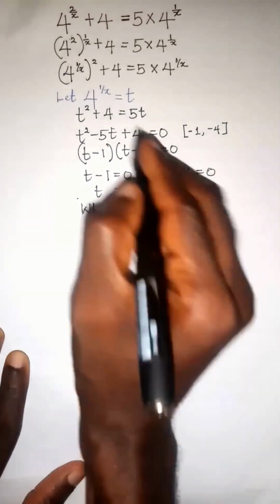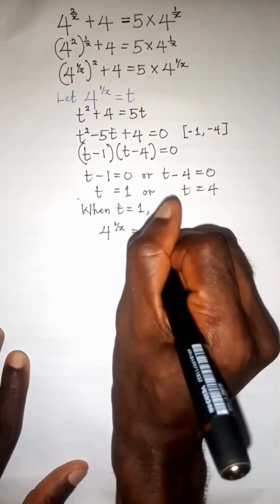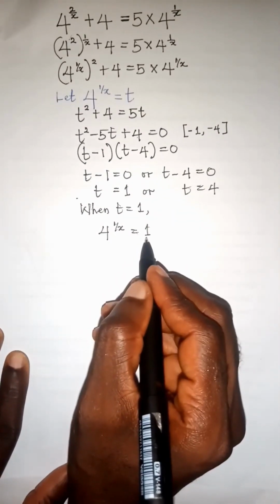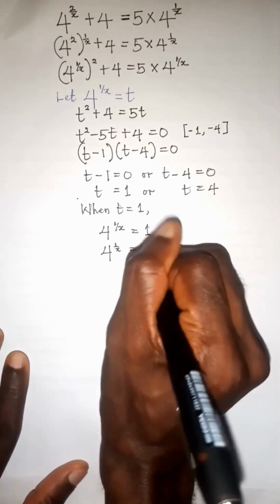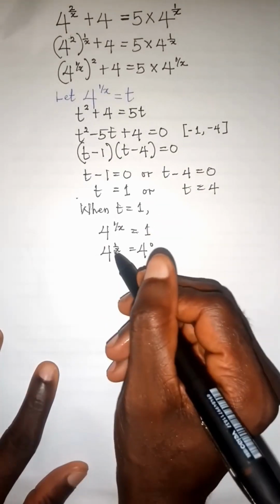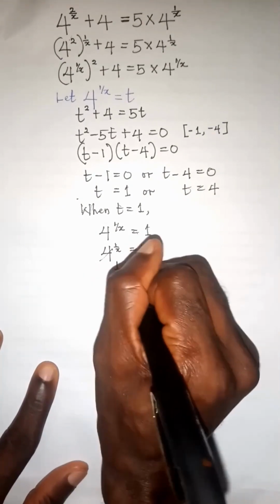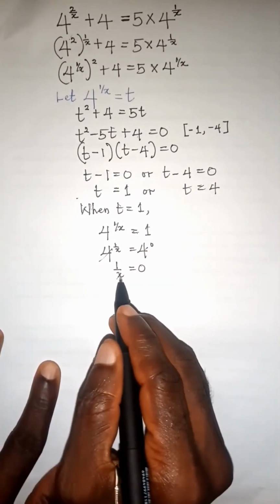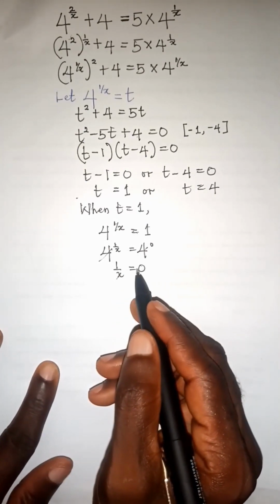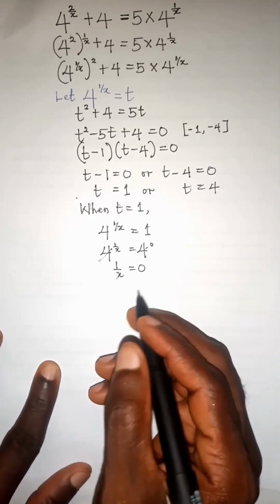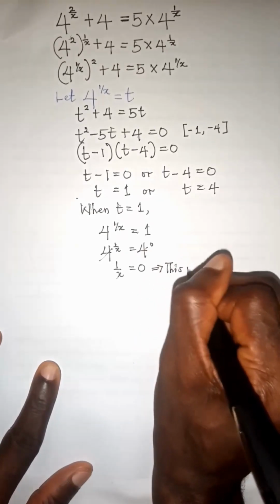Now, when t is 1, we put in 1. That gives 4 raised to power 1 over x equals 1. And 1 can be expressed as 4 raised to power 0. So we have 4 raised to power 1 over x to be 4 raised to power 0. Meaning that if we equate the exponents, we're going to have 1 over x equals 0. This is not possible, because when we try to cross multiply, x is going to vanish completely. So it is undefined, which means that this is not a solution.